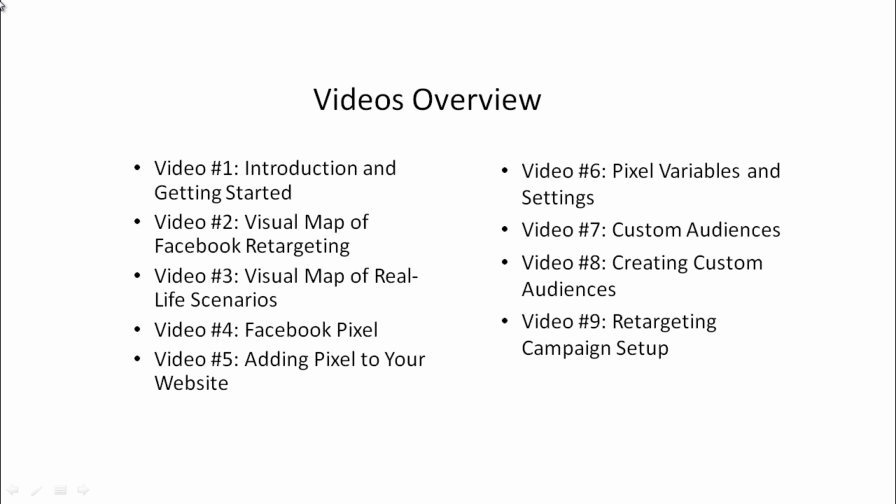Video number 3 will talk about the visual mind map of real life scenarios. By giving you some real life scenarios or real life examples, what this does is it enables your mind to start moving, start jogging with ideas so that you can pick and choose which one you want to go with, and that you begin to understand the whole process of Facebook retargeting. Number 4, we'll talk about the Facebook Pixel, what it is, why it's important, and how you can use it.